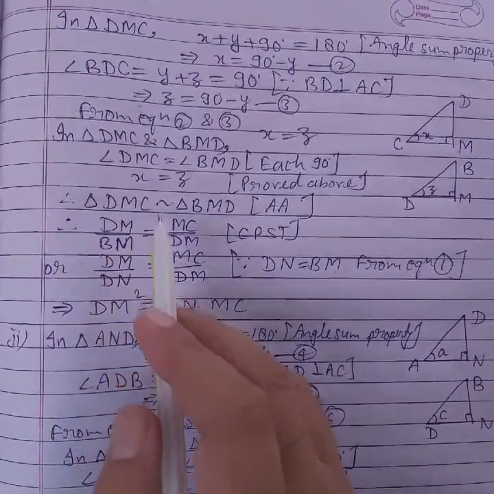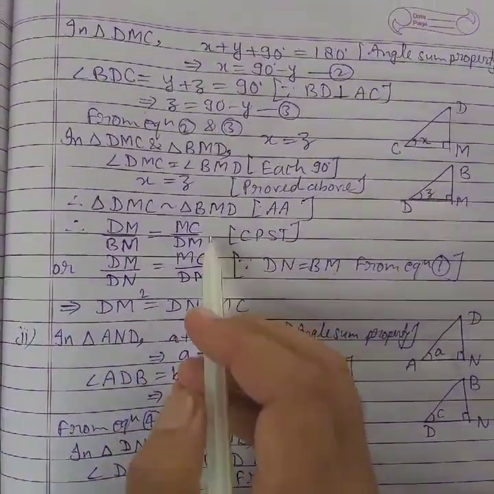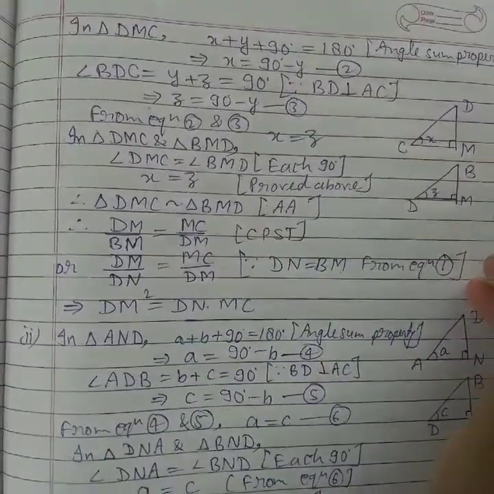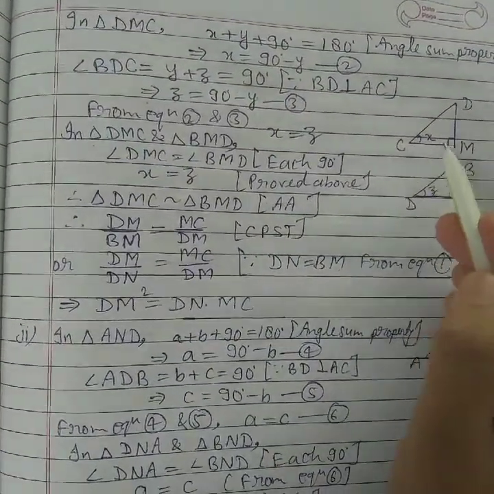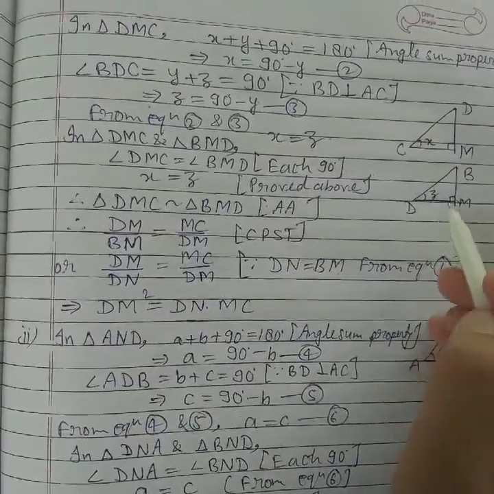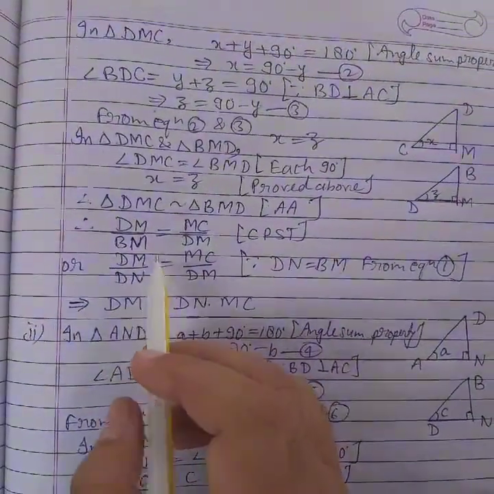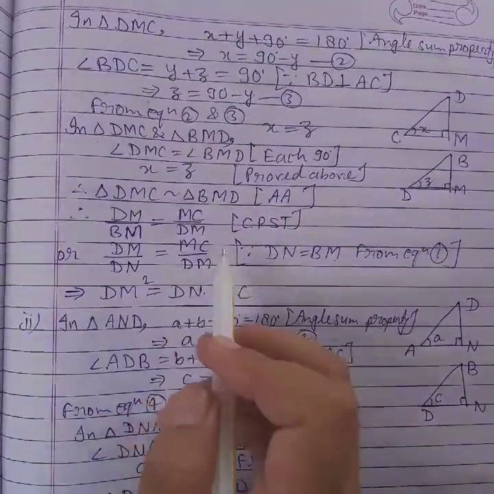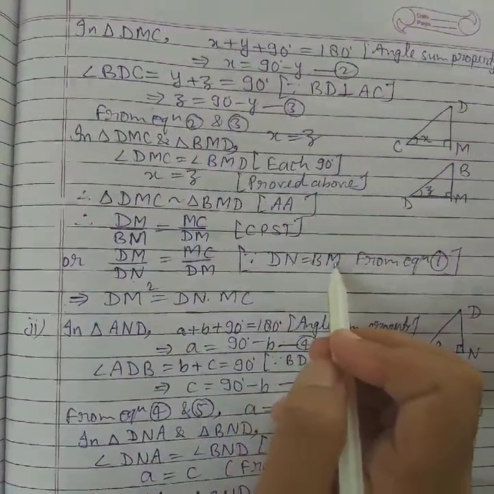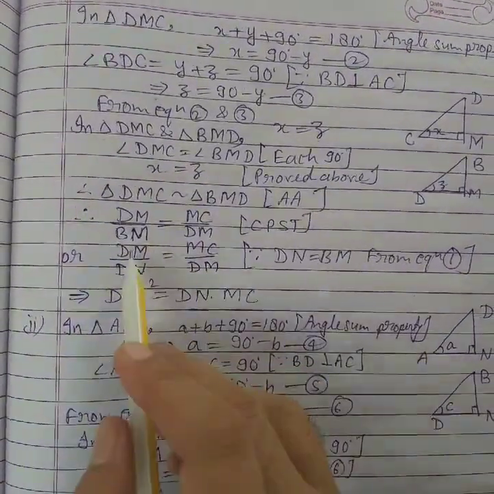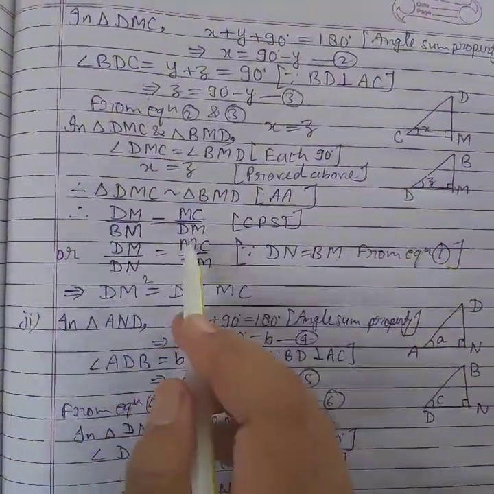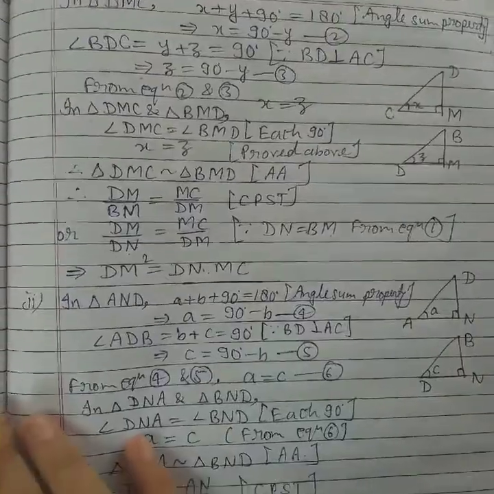Now we can write CPST, corresponding parts of similar triangles. So here DM upon BM, DM perpendicular, DM upon BM equals MC, this one base, upon DM, this one base. Now cross multiply. No, firstly we change BM to DN. Here in equation 1 we proved DN equals BM, so we convert BM to DN. Now cross multiply, so DM into DM, that is DM square equals DN into MC. This is proved, first part.